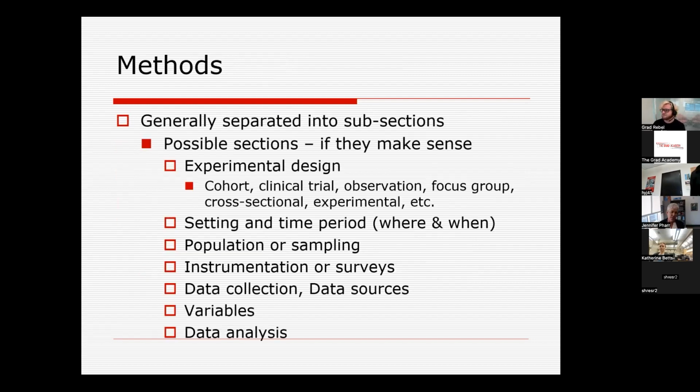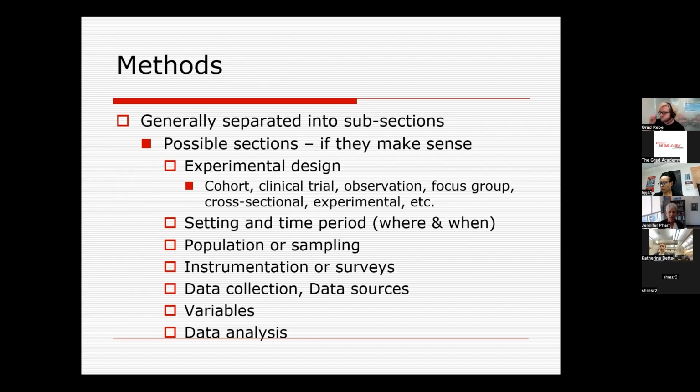Some of the subsections in a methods section, generally we separate it into these subsections if it makes sense. For some studies it doesn't make sense, but these are things to think about as far as sections of your method section, again, whether it's a scientific paper, a thesis, or a dissertation. What was your experimental design? Was it a clinical trial? Was it a cohort study? Was it observational? Was it qualitative, focus group? What was it? What was your experimental design?